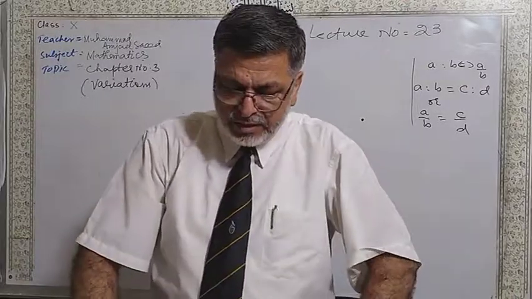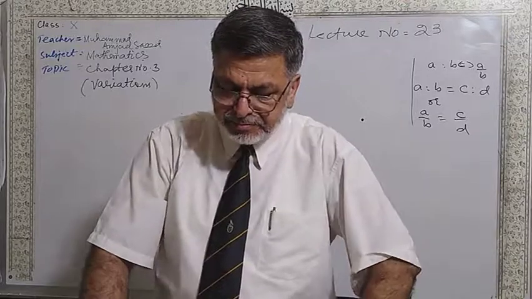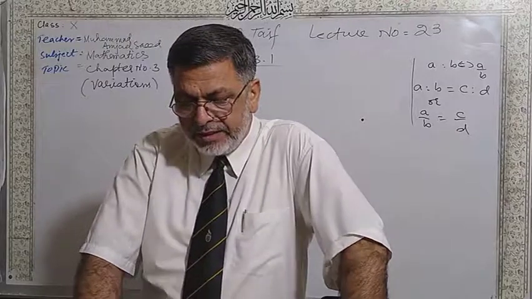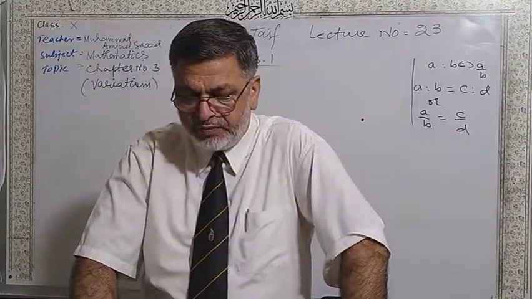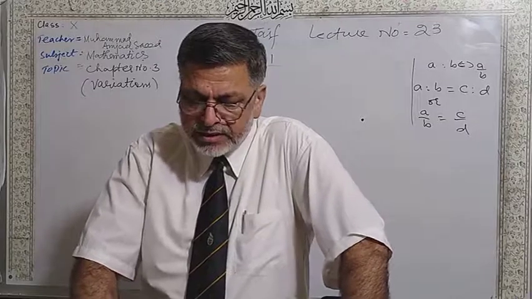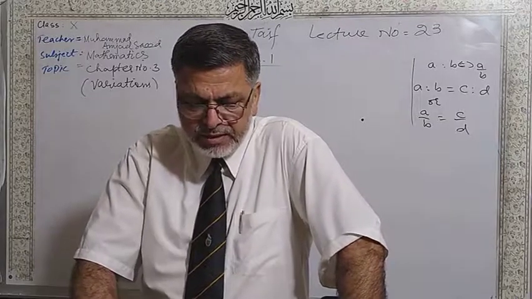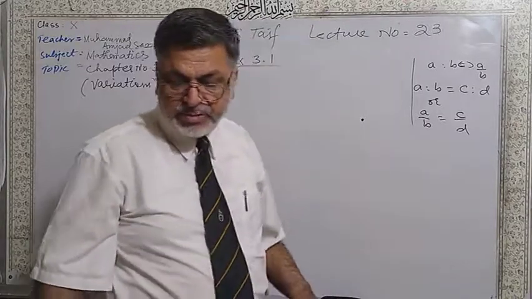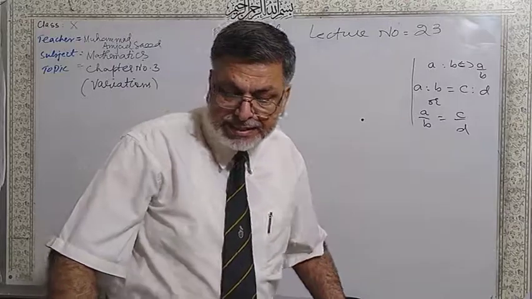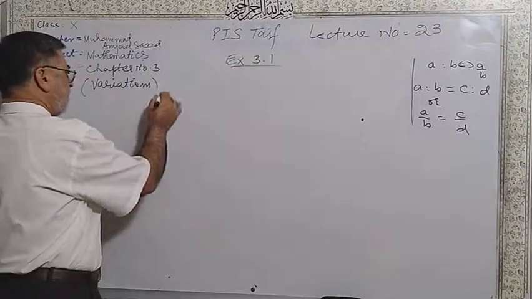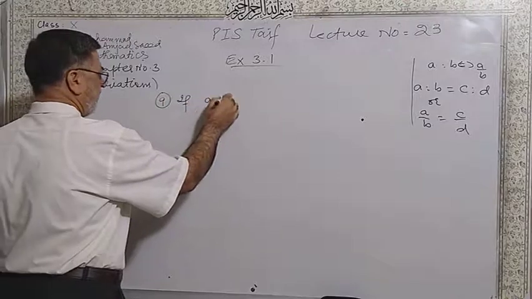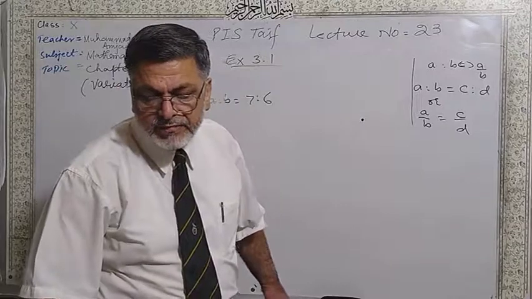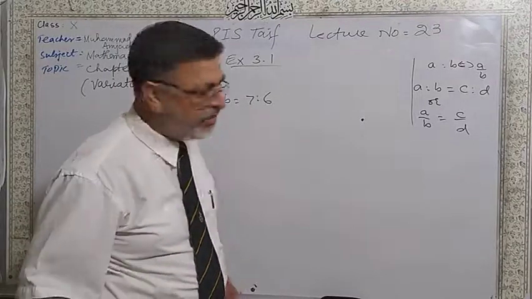Dear students, we have now question number 8. Find the cost of 8 kilogram of mangoes if 5 kilogram mangoes cost 250. I think you can do question number 8 by yourself. Now we will move to question number 9. If A ratio B is equal to 7 ratio 6, then find the value of 3A plus 5B.